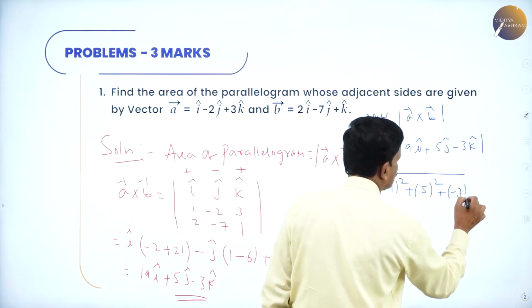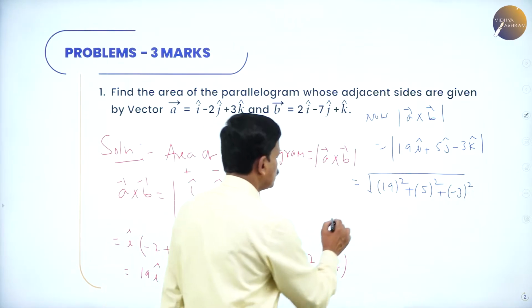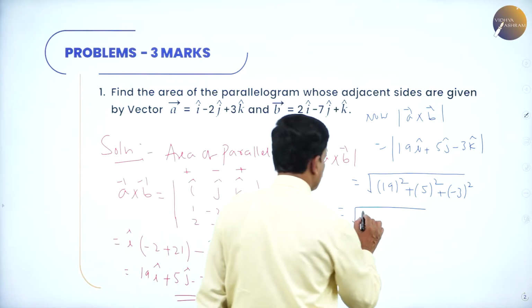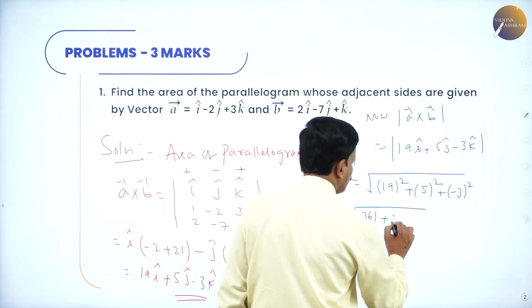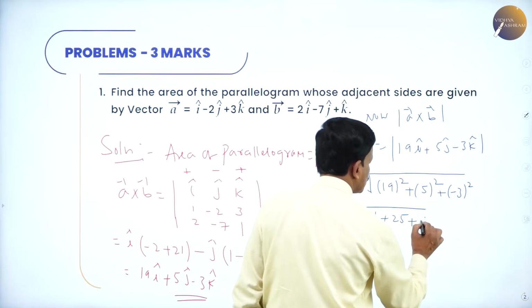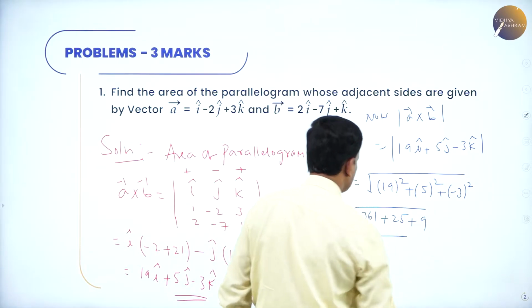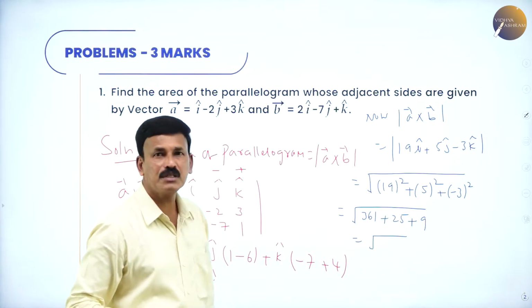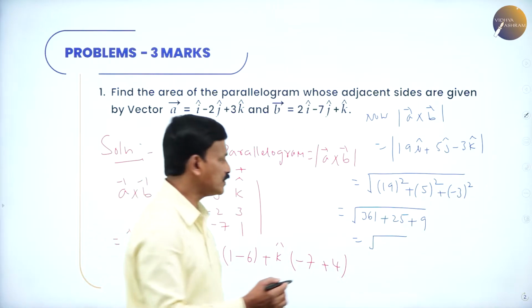plus minus 3 squared. Okay, this is equal to 19 into 19 is 361, plus 5 5s are 25, plus 3 3s are 9. This is equal to 361 plus 9 is 370. 370 plus 25 is 395.